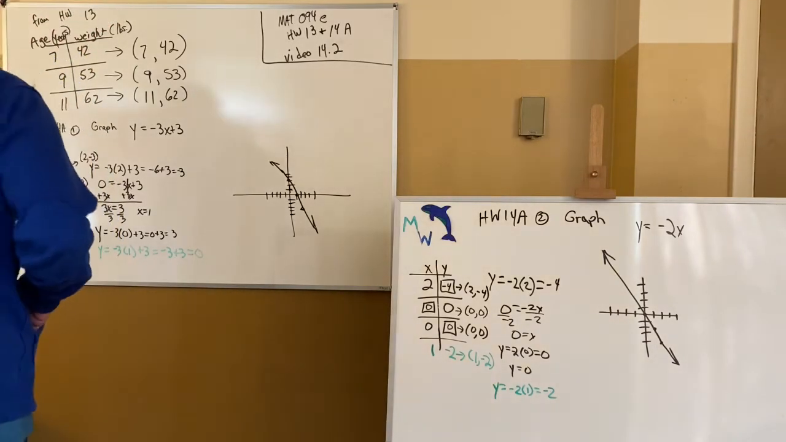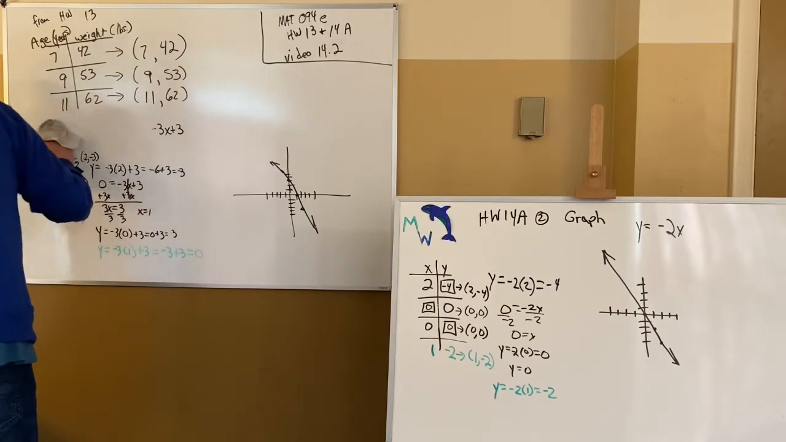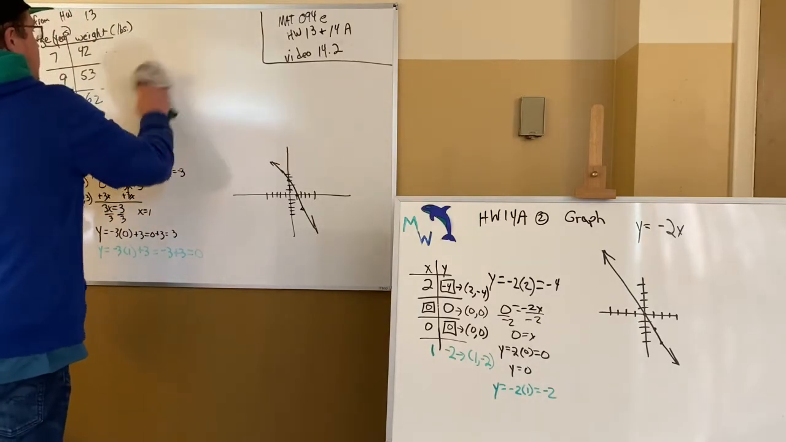Now I'm going to go over here and set up one more problem to do, and that is one where y equals negative 1/4 x minus 2. And they want me to graph that.